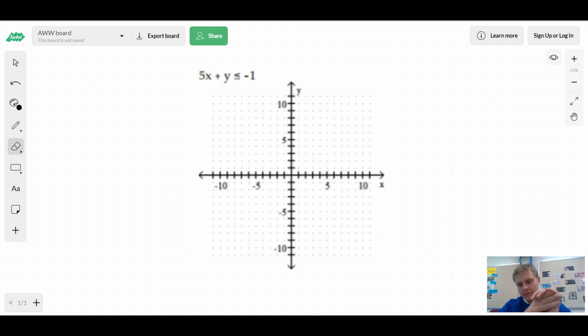Let's do the next one. Okay, let's graph this inequality. The first thing you should notice about this inequality, and the first thing that I really notice, is that this is in standard form. And we don't want to graph out of standard form. So we're going to have to change it.